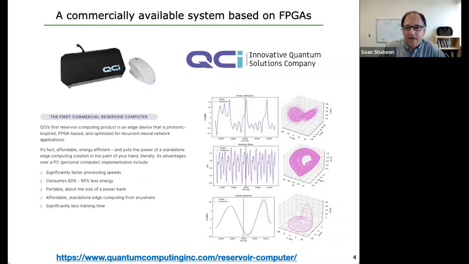You can now buy these things commercially. There's the company Innovative Quantum Solutions, QCI, and they claim to sell the first commercial reservoir computer, which is a little standalone box that you plug in as a coprocessor for your computer. This is again FPGA based and is tailored for time series analysis of things like the Lorenz attractor, which I'll talk a lot about today. Other nonlinear dynamical systems that exhibit chaos include the Mackey-Glass system, the Rössler attractor, and so forth. So you can go and buy it. Of course, it's going to cost a bit of money.